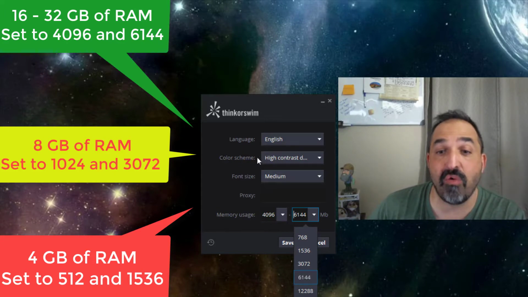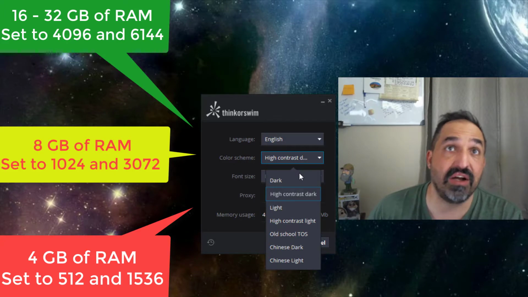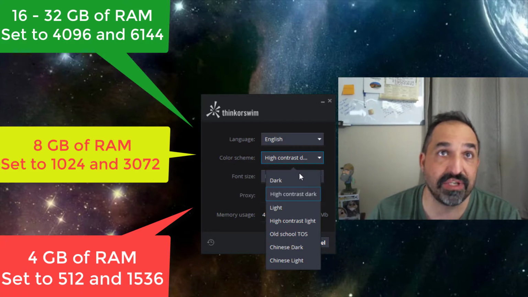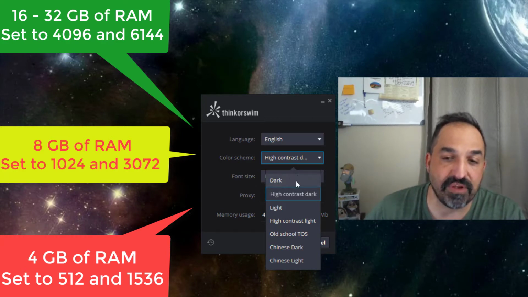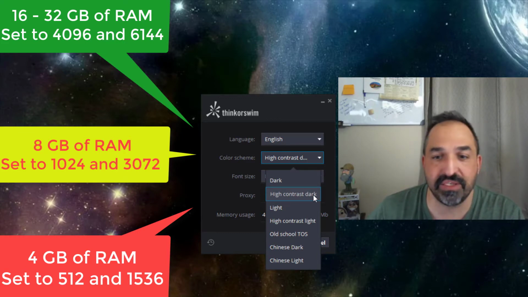Another thing that will help you out while you're on the same screen is if you like lots of contrast so that your eyes can distinguish the different candles and pull everything out really well, I would highly recommend moving from the dark theming to the high contrast dark theming. It'll make the blacks blacker and the greens greener and the reds redder.